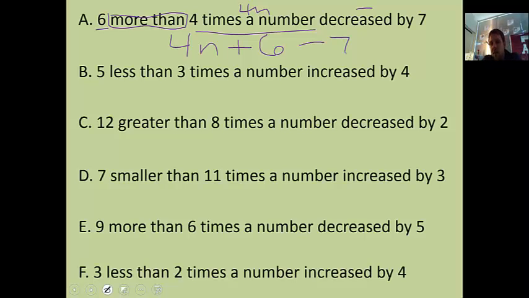Notice that the 7 wasn't affected by the "more than." It's just the one that's before and after. It's almost like a "than" sandwich, so it just switches breads.